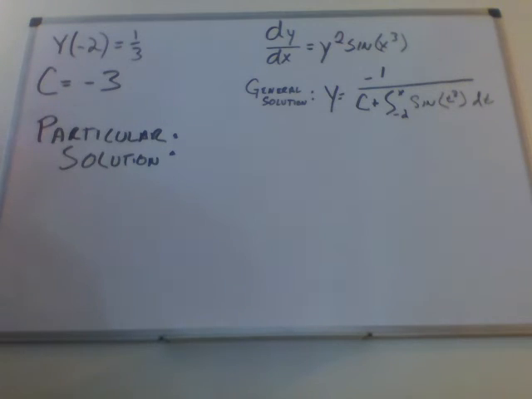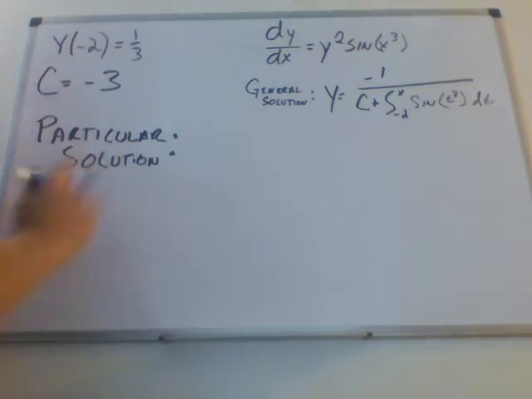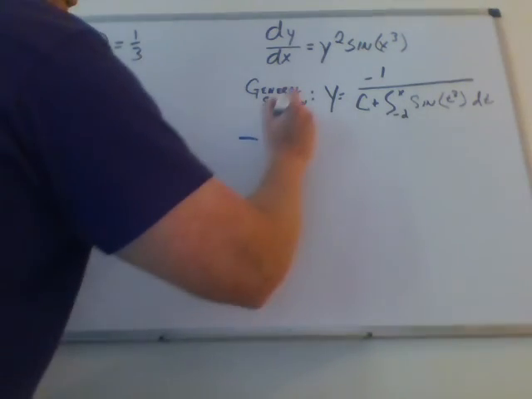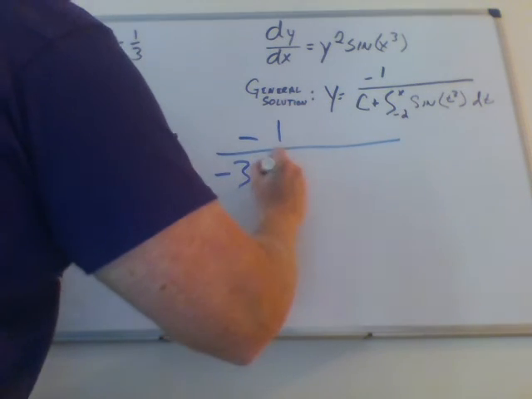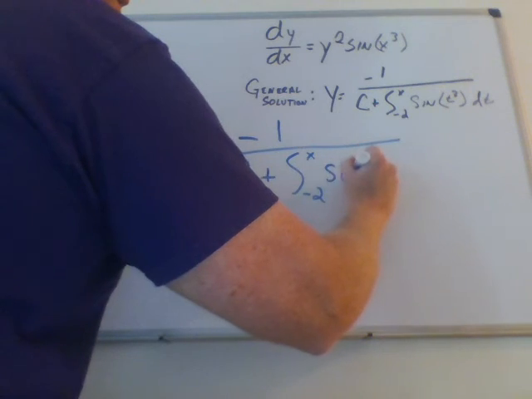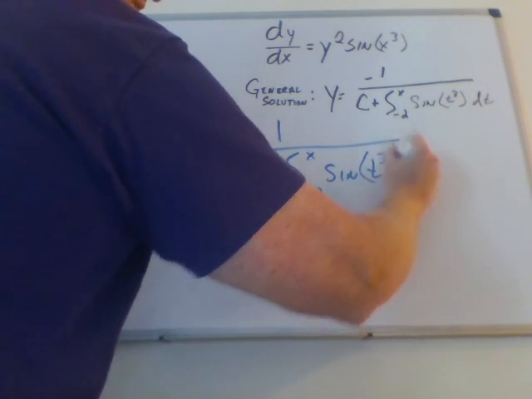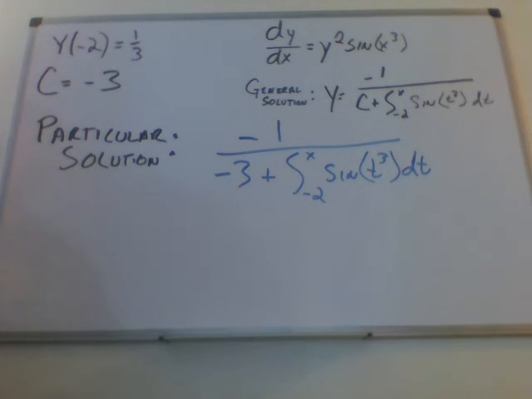Now that we found c equals negative 3 in regards to y of negative 2 equals 1/3, all we have to do is substitute negative 3 into the general solution to get the particular solution, which is y equals negative 1 over negative 3 plus the integral from negative 2 to x of sine t to the 3rd dt. And that right there is your particular solution and the solution to the problem.